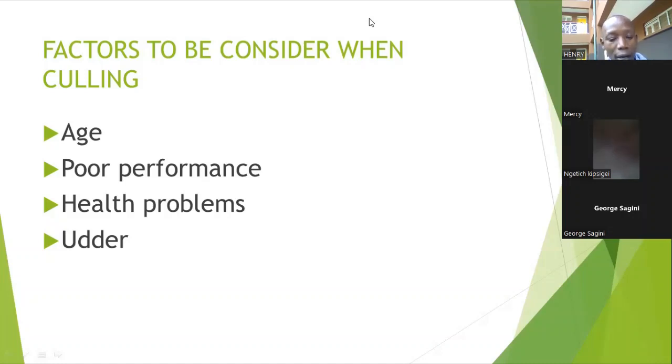Then we come to an end of our lesson. We want to summarize. We have learned a lot today. We have defined culling. We have seen the factors to be considered when culling dairy animals. Also, we have seen the importance of culling dairy animals. Any questions?